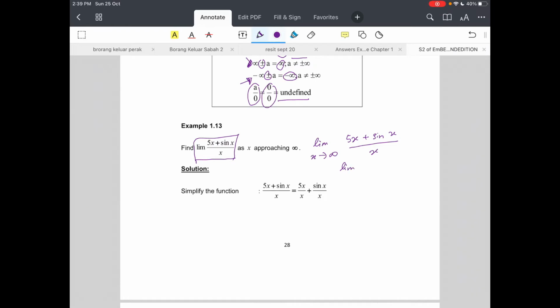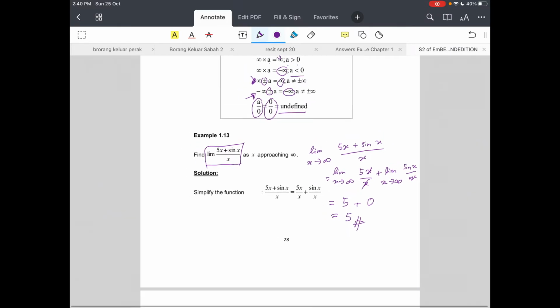In this example, the limit as x approaches infinity of 5x over x, plus, using the sum rule property, the limit as x approaches infinity of sin x over x. Here you can further cancel out. The first one you'll get 5, and this one you'll get 0. So your final answer will be 5. I hope that one is clear for this example.